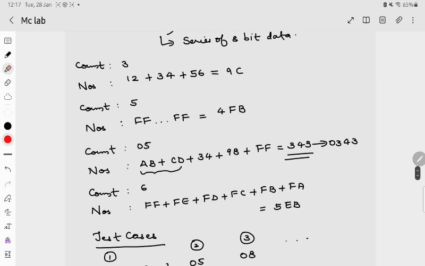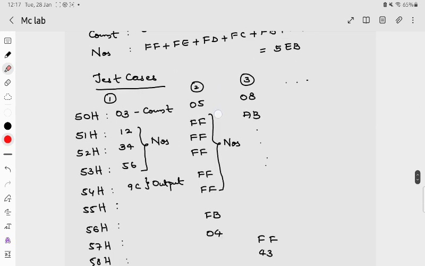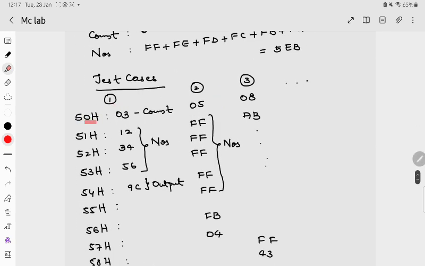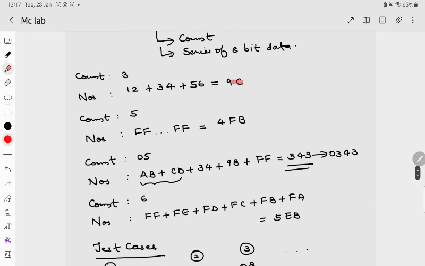Now the next thing is, how are we going to write this in our RAM? We assume our inputs are present in RAM, which came from the keypad through the ports, and are now saved in the RAM. So let us write the test cases for the different scenarios. We assume the RAM location starting from 50H corresponds to the count and the series of data. For a count of 3, 12, 34, 56 was the input. The output was 9C, as we have written here.